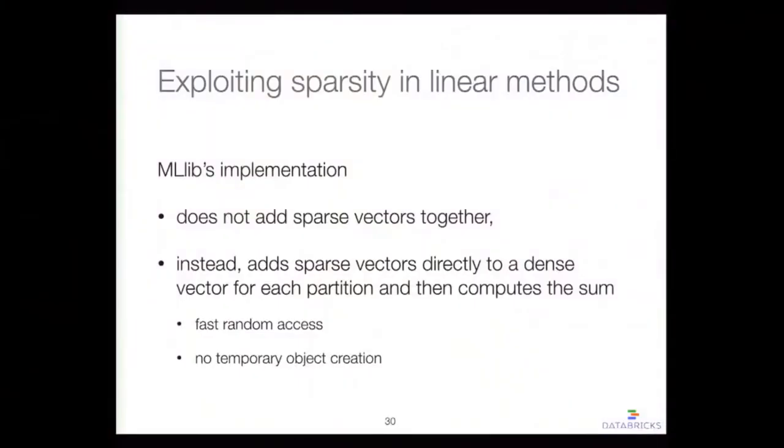So actually in MLlib, for each partition, we first generate a dense vector of all zeros. And after we compute the gradient, we do not create a new vector. We add the gradient directly to the dense vector and then compute the sum. In this way, we can have very fast random access and also no temporary object creation. So it will be very efficient here.